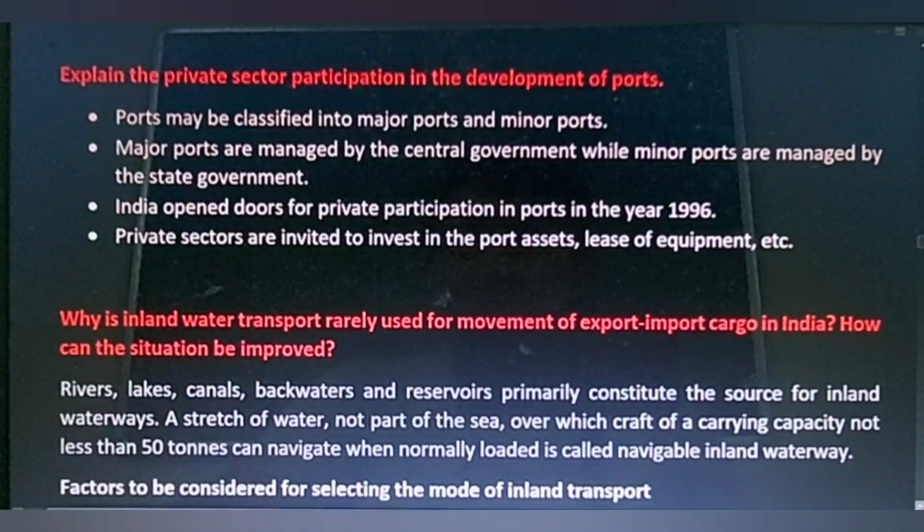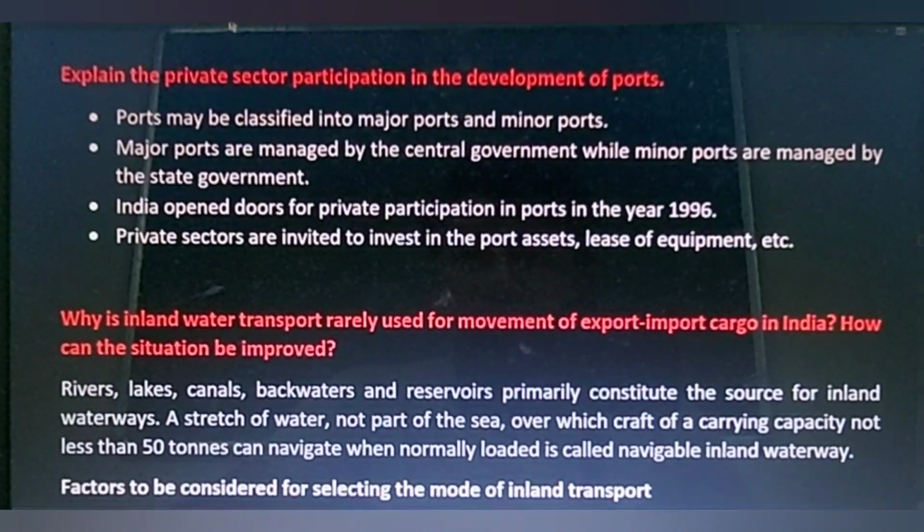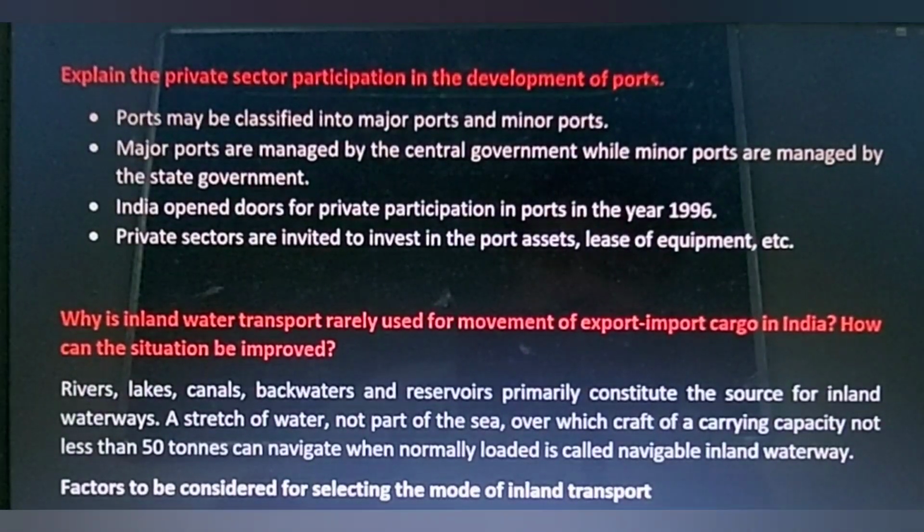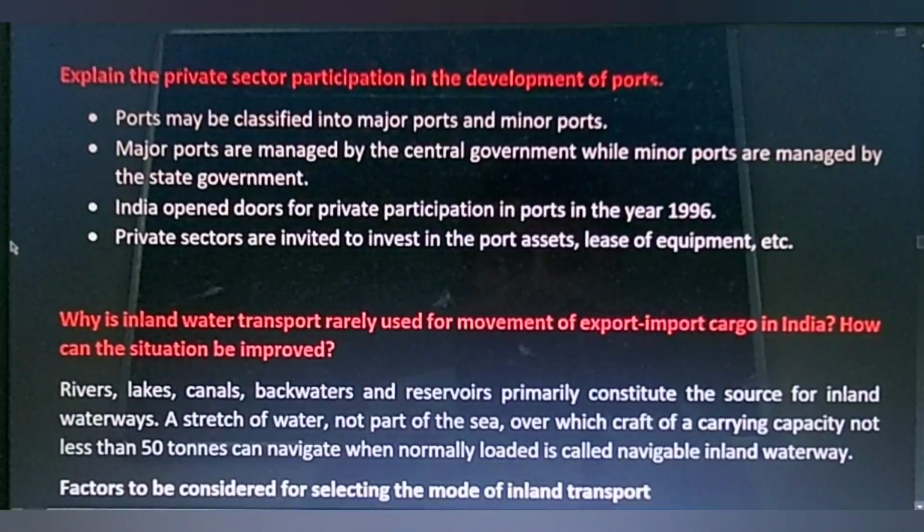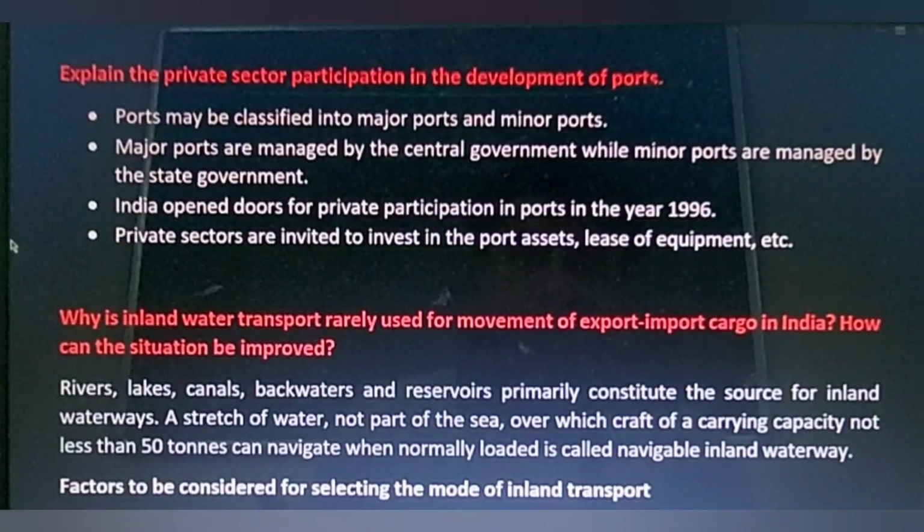Okay, let's move on to the next question. Explain the private sector participation in the development of ports. Private individuals, like how they can develop, what contribution they can make in the development of Indian ports.